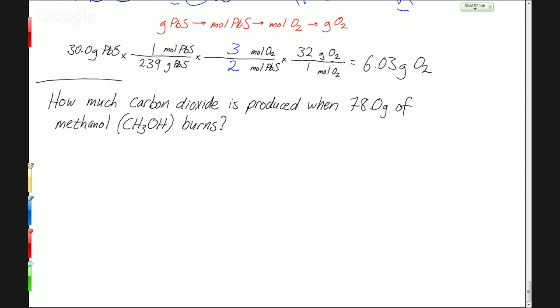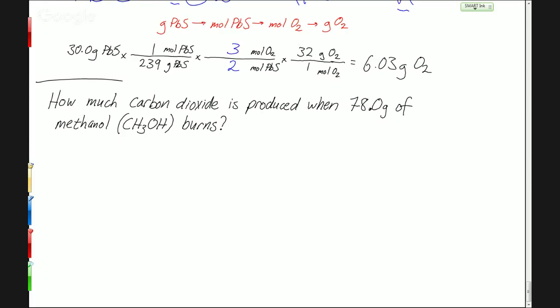All right, this time we're looking at how much carbon dioxide is produced when 78.0 grams of methanol burns. So this one even gives you less information.